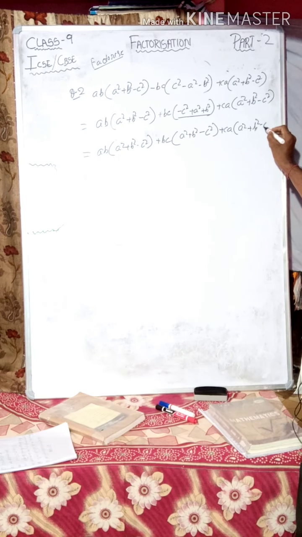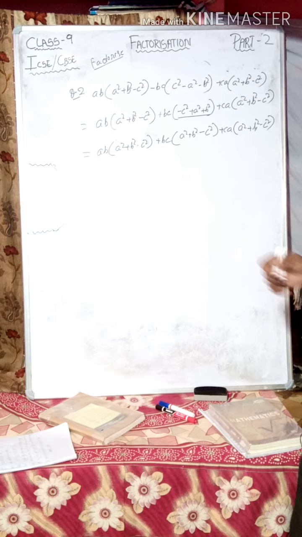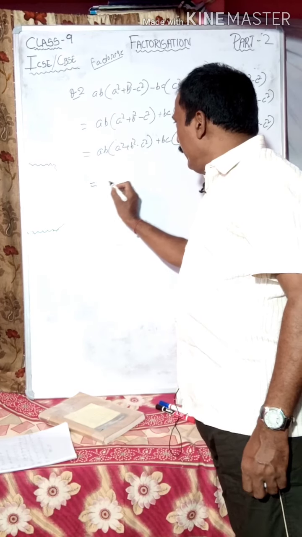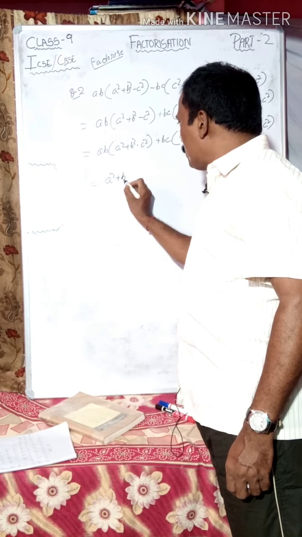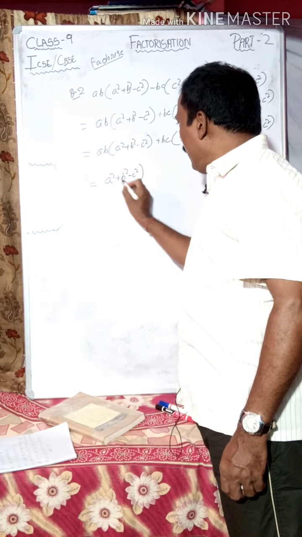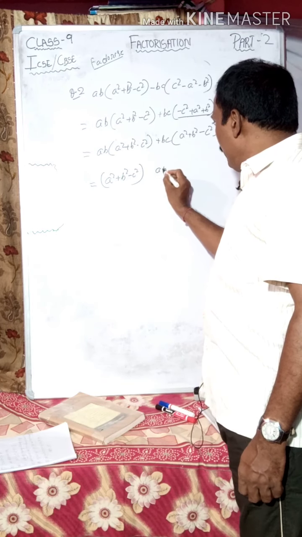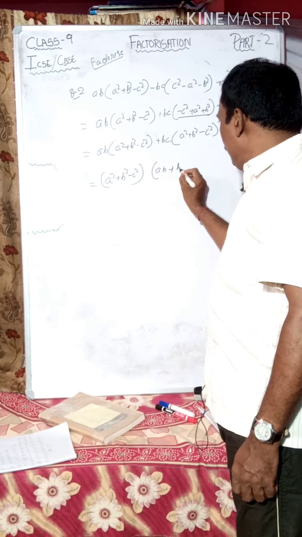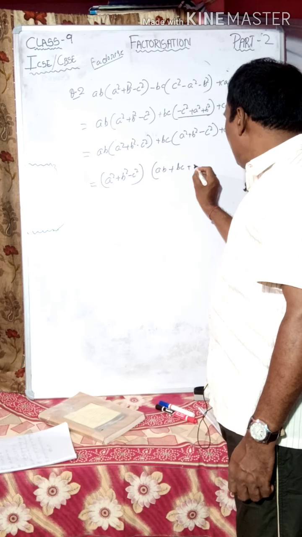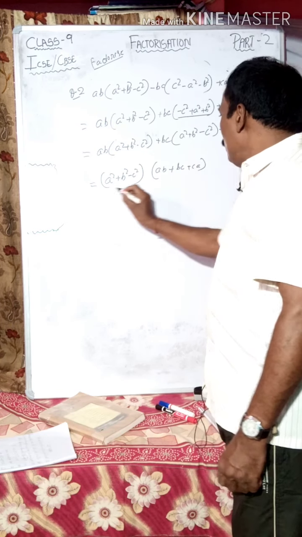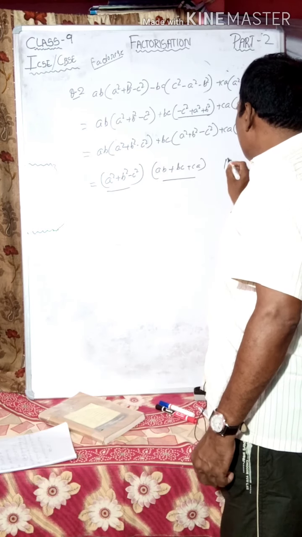square minus c square. Now look, the second factor of every term is equal, so we will take the second factor as a common factor or HCF of this expression. So take a square plus b square minus c square as the total common. The rest is ab in the first term, plus bc in the second term, plus ca in the third term. So these will be the two factors. This will be the answer.